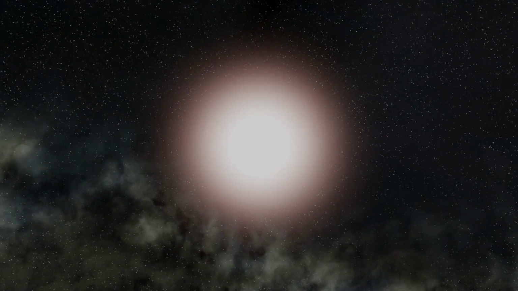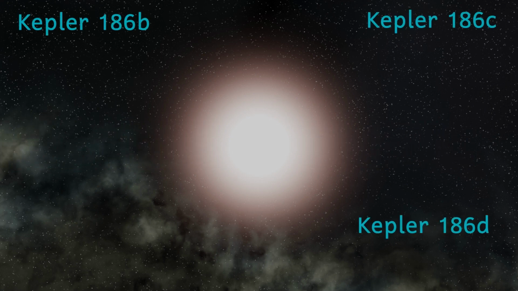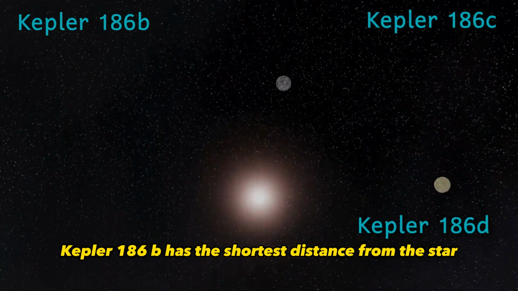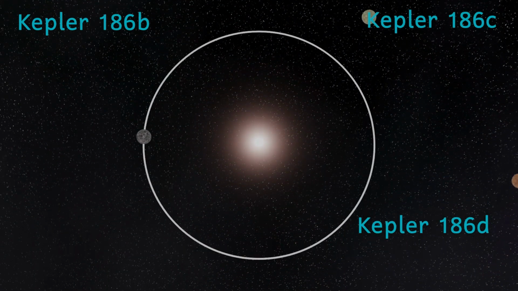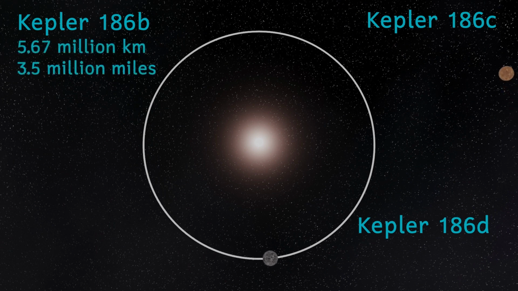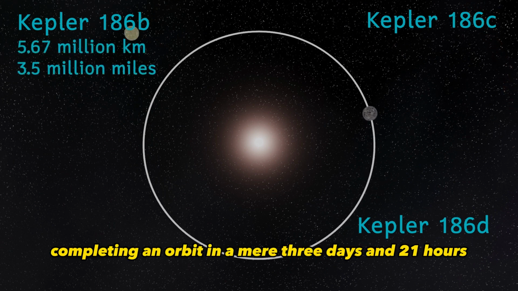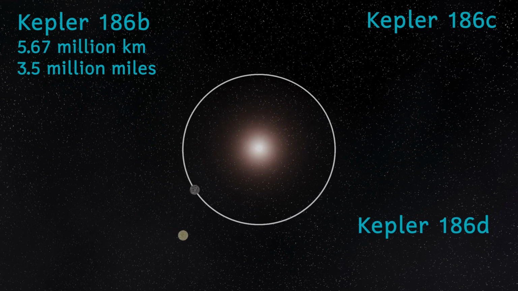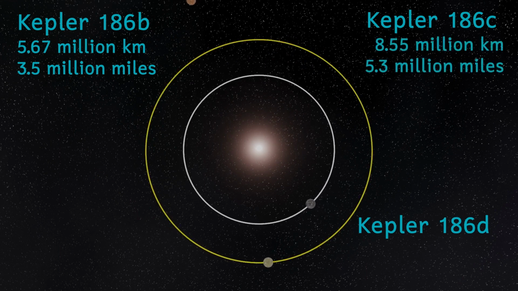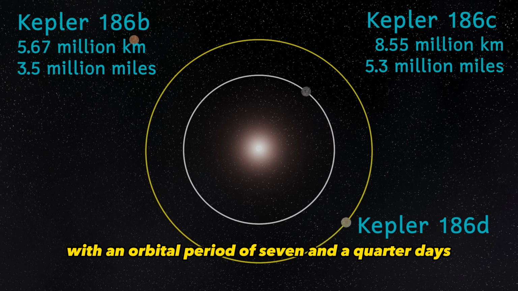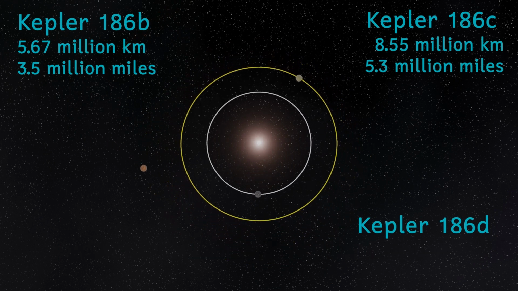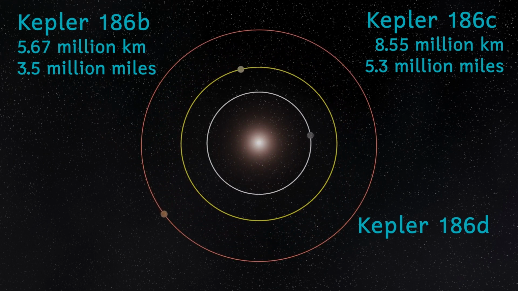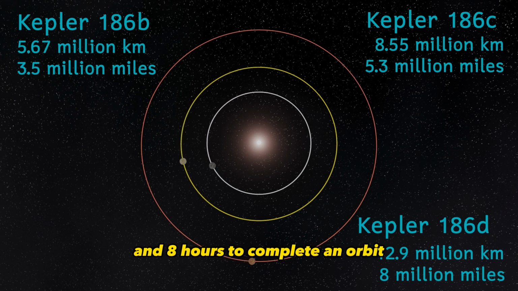The inner trio consists of Kepler 186b, c, and d. These planets orbit in close proximity to the star. Kepler 186b has the shortest distance from the star, at just 0.38 astronomical units, or 5.7 million kilometers, completing an orbit in a mere 3 days and 21 hours. Planet c is slightly farther, orbiting at 0.57 astronomical units, or 8.55 million kilometers, with an orbital period of 7¼ days. Lastly, Planet d lies at a distance of 0.86 astronomical units, or 12.9 million kilometers, taking approximately 13 days and 8 hours to complete an orbit.